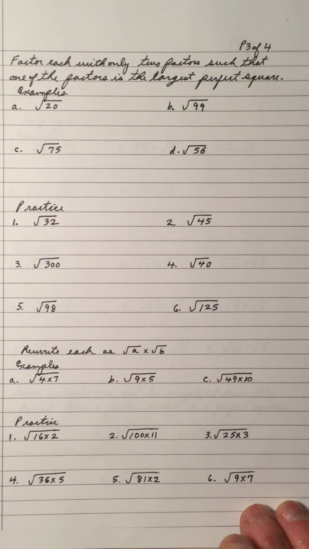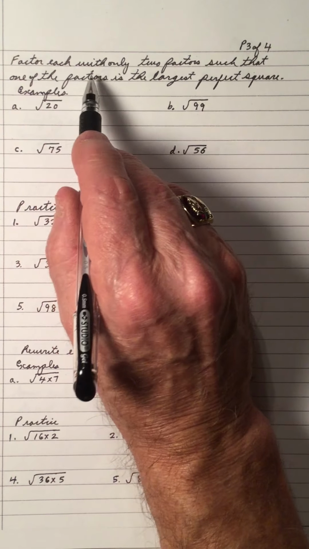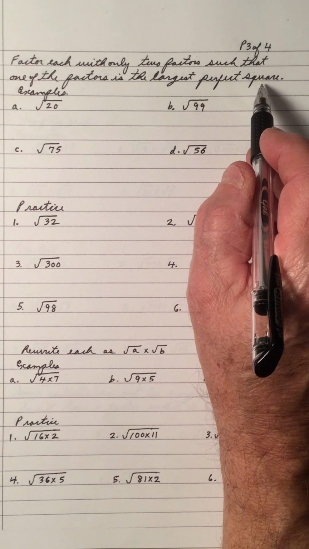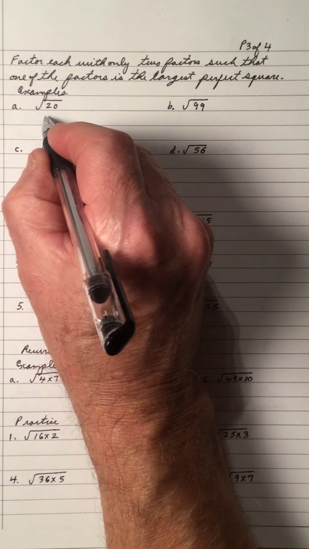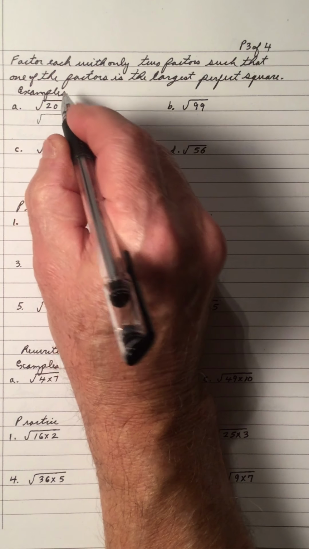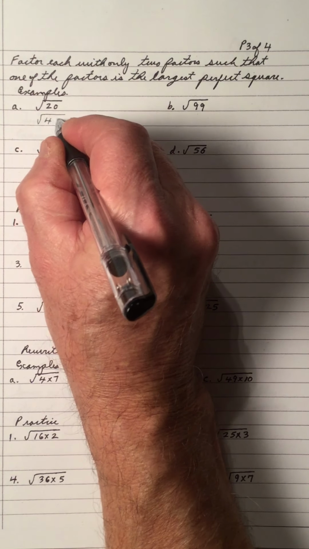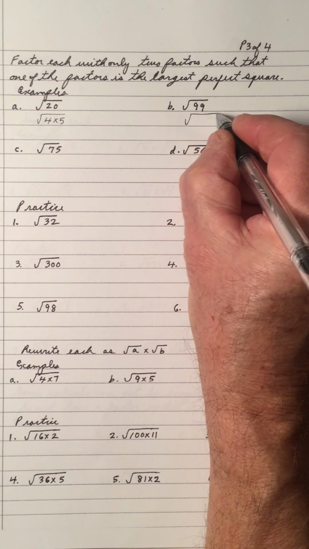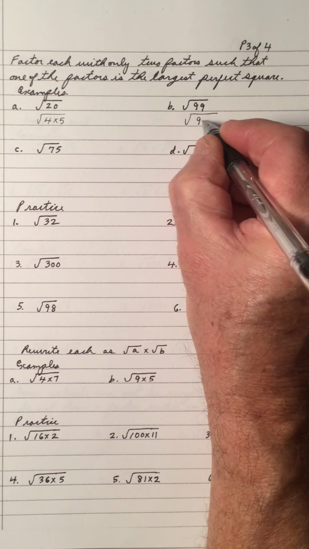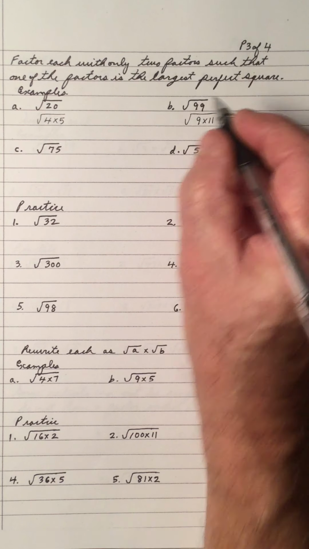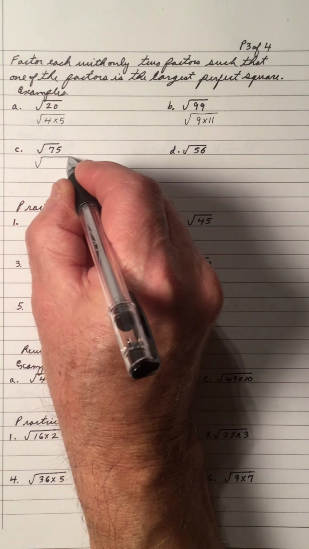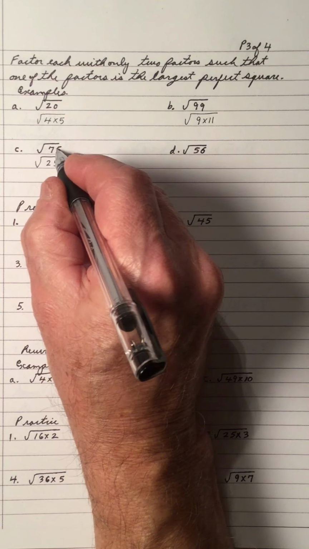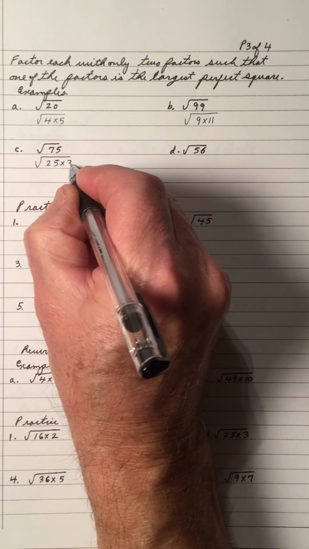Okay, let's continue. Factor each with only 2 factors such that one of the factors is the largest perfect square. So 20, the largest perfect square is 4, so it's 4 times 5. 99, the largest perfect square is 9, so it's 9 times 11. Largest perfect square in 75 is 25, so it's 25, and 25 into 75 goes 3.